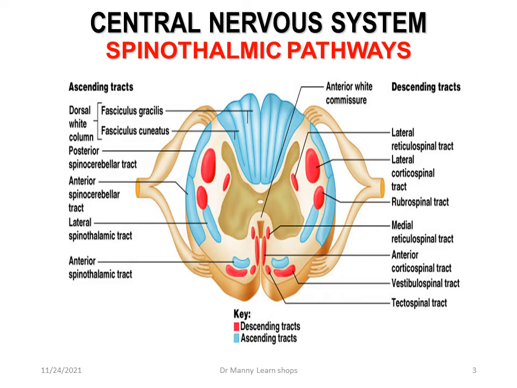The central nervous system that we're concerned about today deals with the spinothalamic pathways. And it's these pathways, the ascending and the descending tracts, that transmit pain, along with other things such as temperature, but it's pain which we're interested in today. We have an anterior spinothalamic tract. We have a lateral spinothalamic tract. And these two are vitally important when we look at pain transmission.